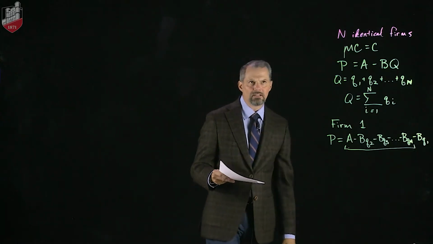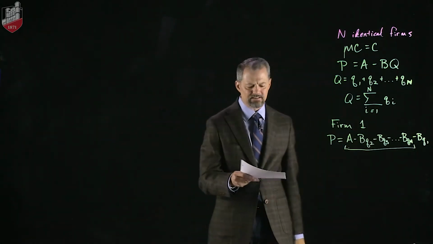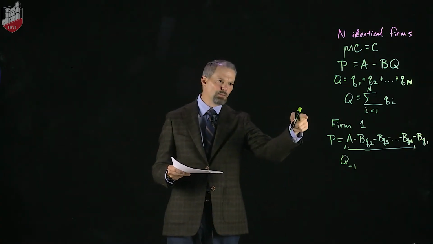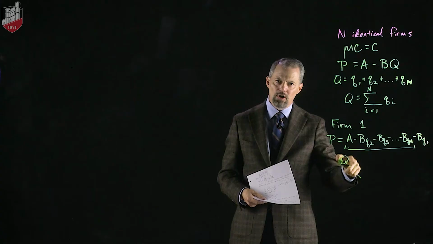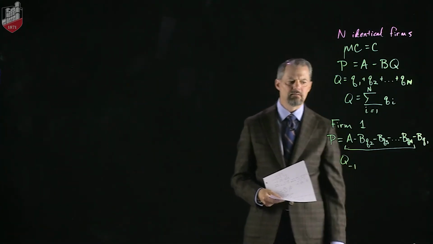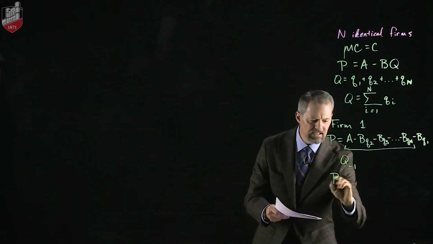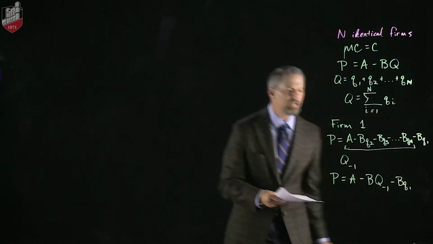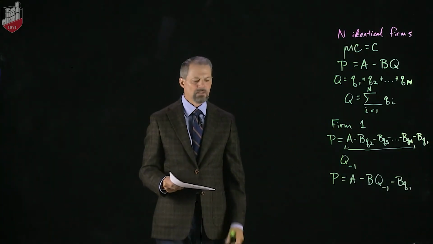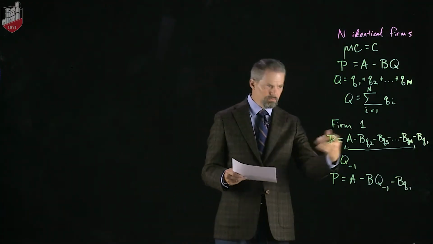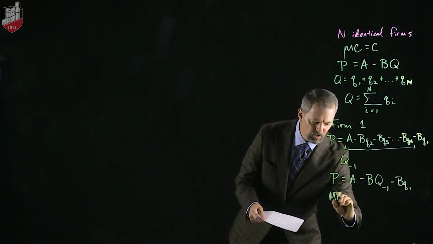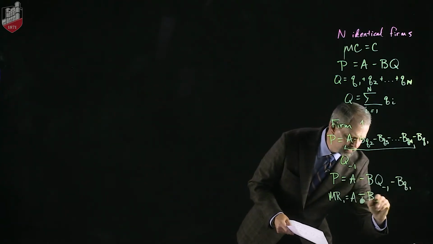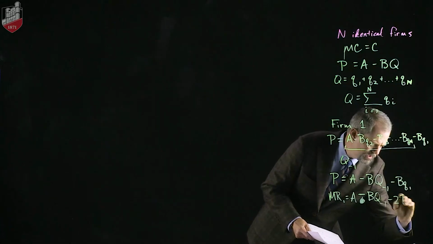Now, we can come up with some notation that simplifies that. Let's let Q negative 1 represent the industry output other than firm 1. That's the amount made by all the firms except firm 1. We're subtracting off firm 1 there. Now that allows us to write A minus B Q negative 1 minus B Q1. And now it doesn't feel quite so intimidating. What we can then do is write firm 1's marginal revenue curve. Marginal revenue 1 is equal to A minus B Q negative 1 minus 2B Q1.